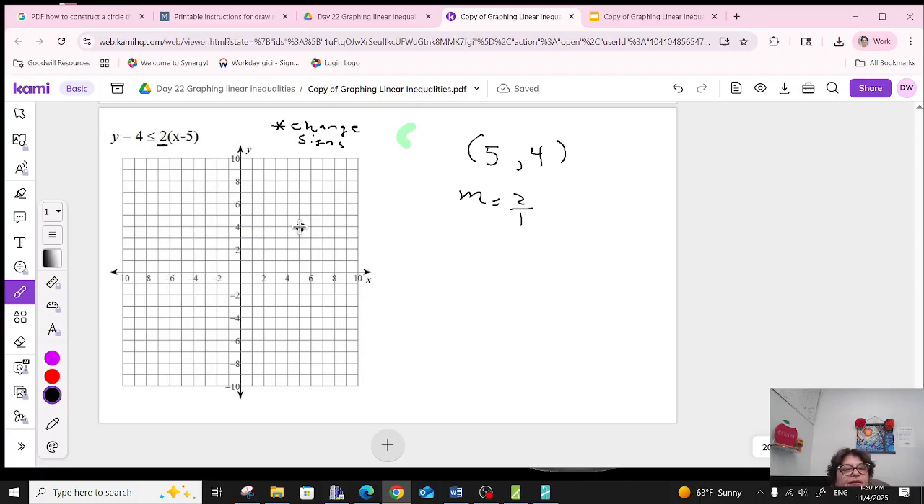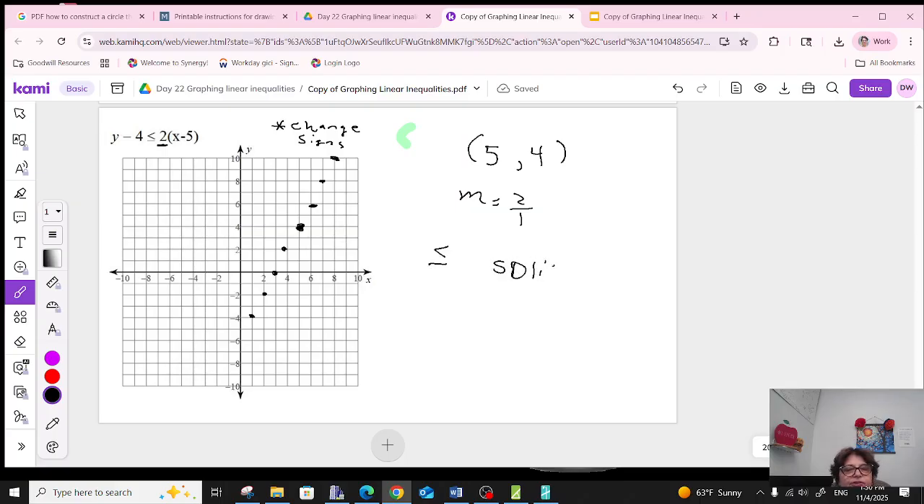I'm going to use my slope. I'm going to go up 2, over 1, up 2, over 1, up 2, over 1. I could also go down 2 over 1 if I want to get more points on the graph: 1, 2. And is this going to be a solid line or a dotted line? Yep, it had that extra line, so it'd be solid.